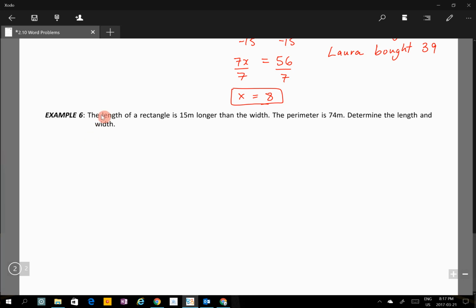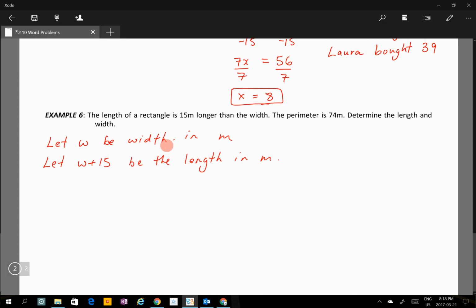So we're told the length is in reference to the width, so it starts from the width first. I need the let statement for the width. So let W be the width. I don't want to write let L be the length, because I want W as my only variable. So I'm going to say the length is W plus 15, because it's 15 meters longer than the width. So it's whatever the width is plus 15 more. So let W plus 15 be the length. And remember, both are in meters.